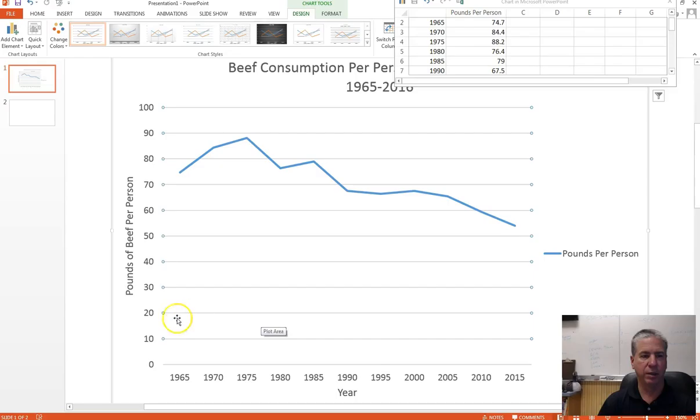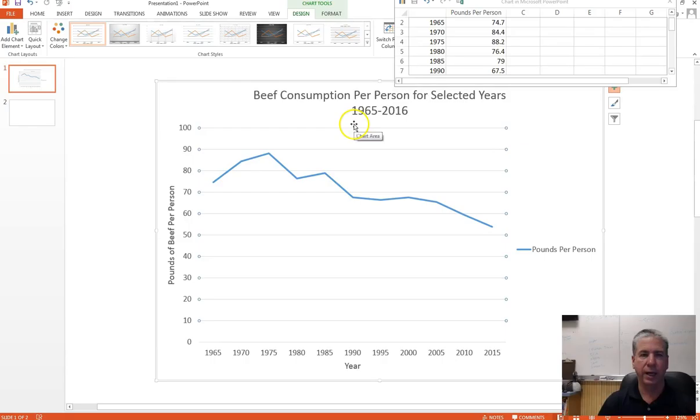And then on the y-axis you will have that which you are recording or studying. For this particular one, I've chosen to take a look at beef consumption per capita, or per person, for selected years here in the United States. So the pounds of beef that a person would eat in 1 year.